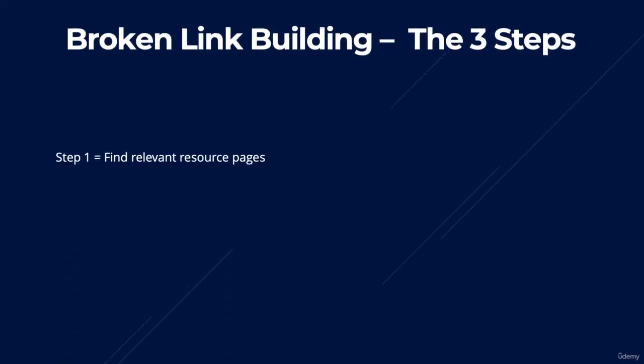So step 1 is going to be find relevant resource pages. The reason we opt to go for a resource page instead of a standard blog post is, as you would have seen in the last video, resource pages typically have the most links on a page, which in theory means it's way more likely for this page to have a broken link than any other page on that site. So step 1 is find relevant resource pages.